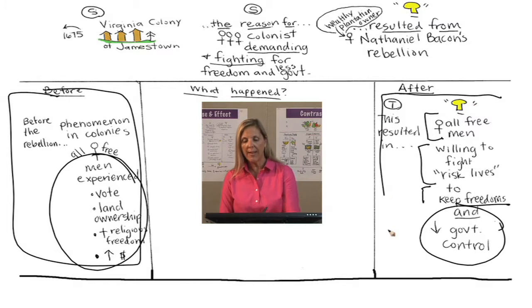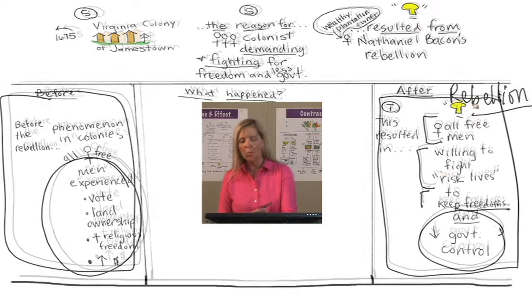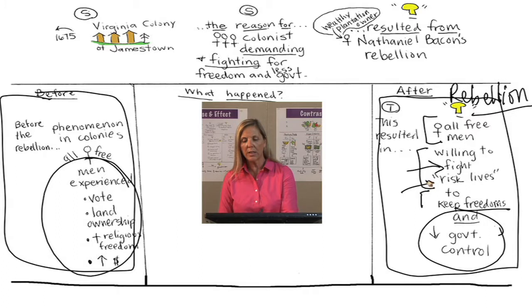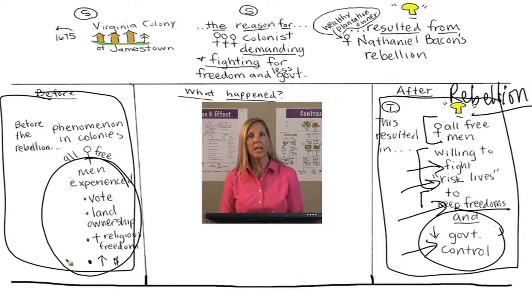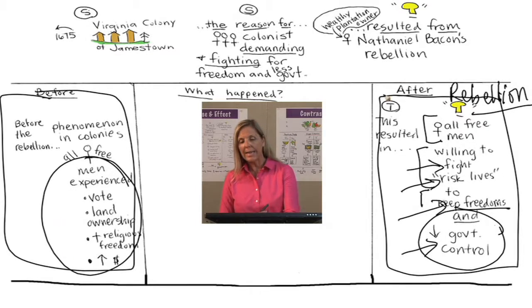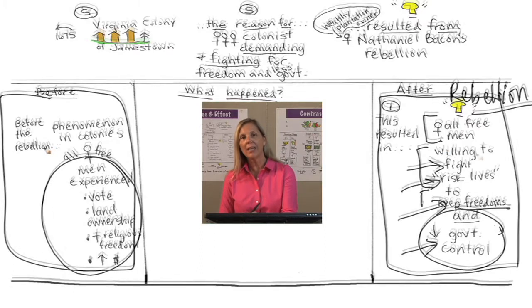Now, what event happened after, in which they were willing to fight, risk their lives so they could keep their freedom and have less government control. So our before was telling about their lives, and then the after is saying how things changed, and that's why this rebellion occurred. Before any changes occurred, what was their life like? And then that led to a rebellion.